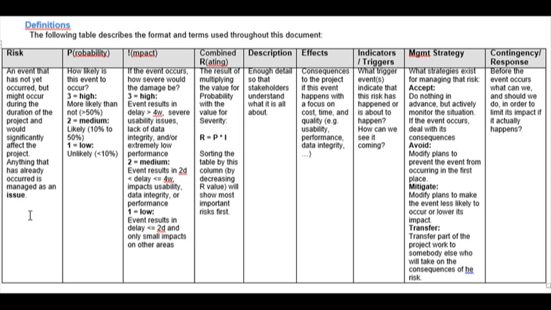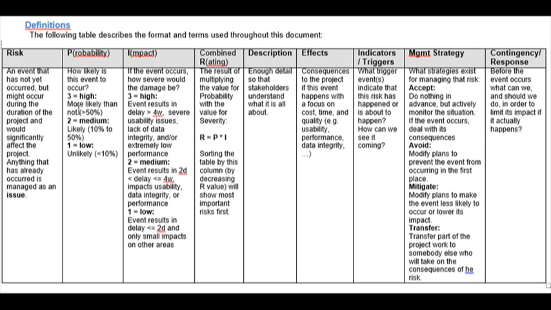Anything that has already occurred is considered an issue. So an issue is something that has happened that has impacted the project. A risk is something that could happen that would impact the project. Our second column is probability, the likelihood of an event occurring. The impact, what is the overall effect on the project should this risk truly turn into an issue.